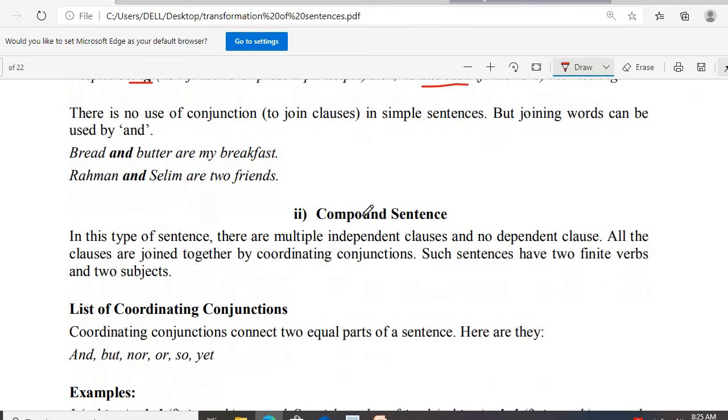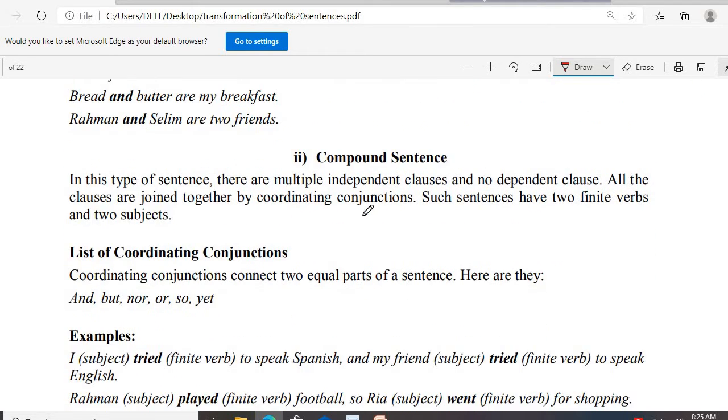Let's see now the compound sentence. We'll now know the characteristics of a compound sentence. In this type of sentence, there are multiple independent clauses and no dependent clause. In a compound sentence, you will have more than one independent clause, but there will be no dependent clause. Independent clause means principal clause and dependent clause means subordinate clause. That is, in a compound sentence there will be only principal clauses, there will be no subordinate clause.